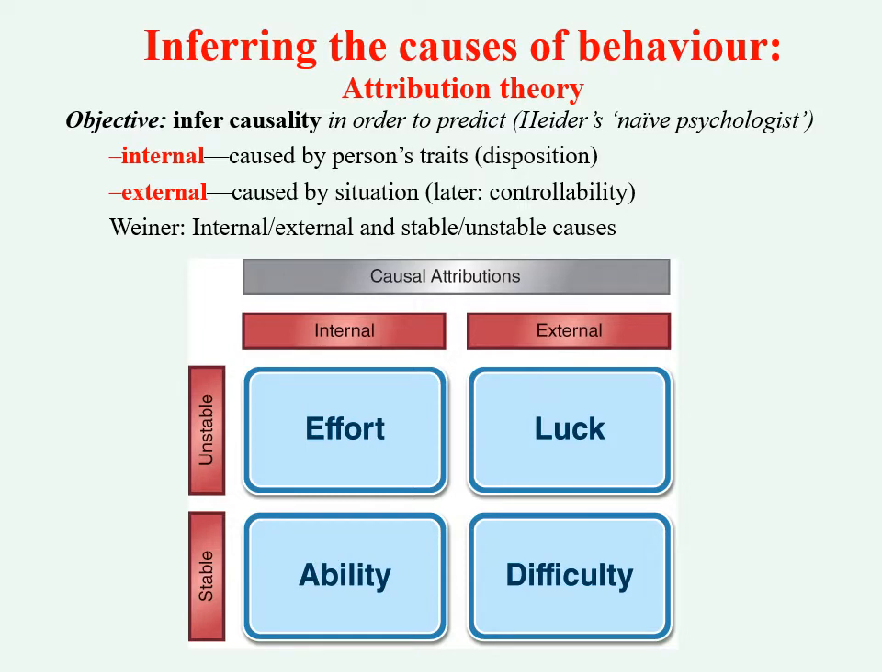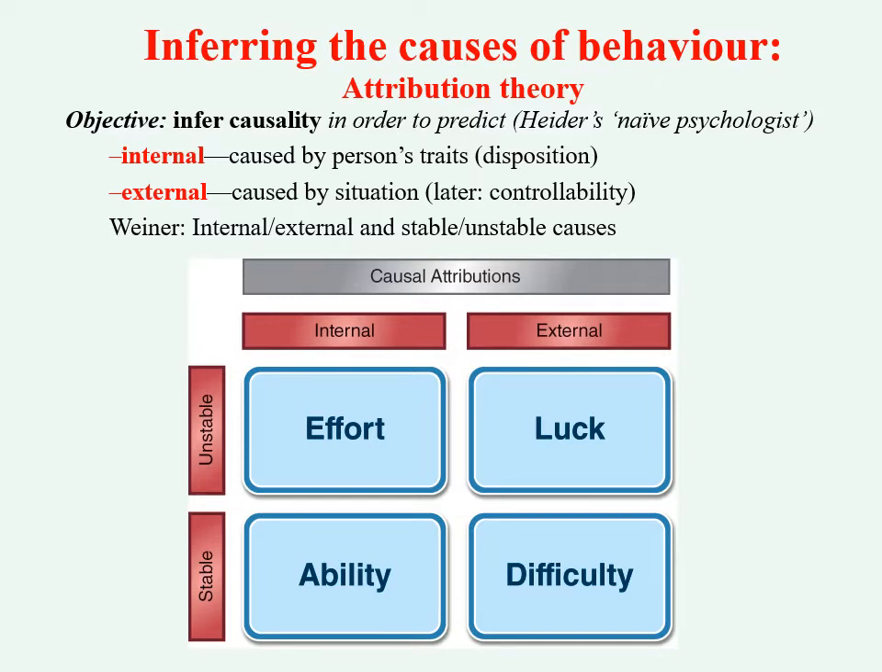When a cause is attributed internally and it is unstable, in other words, it's going to change, then we can attribute the outcome to effort. You made an effort on this occasion. When the causation is internal and stable, then it is a question of ability. You have a long-term trait, a permanent characteristic that can explain your behavior.